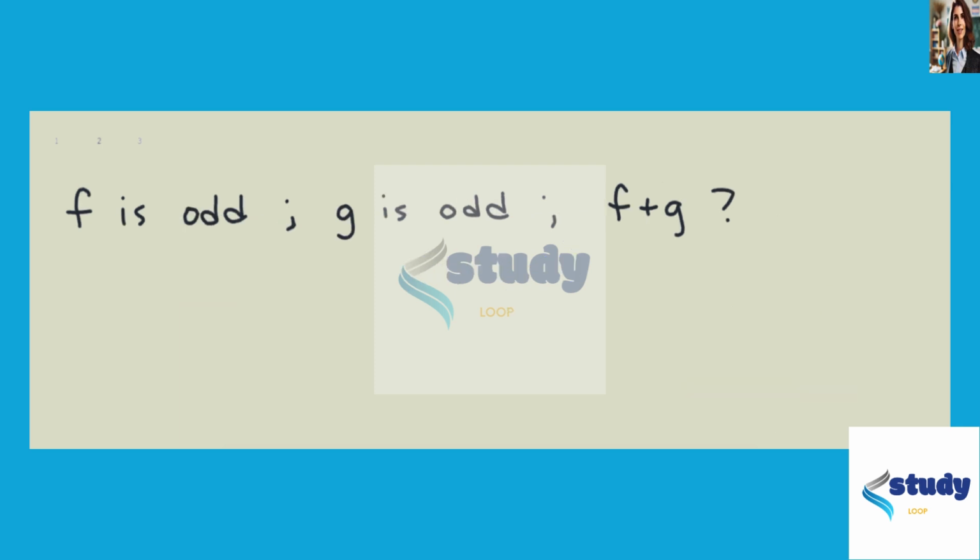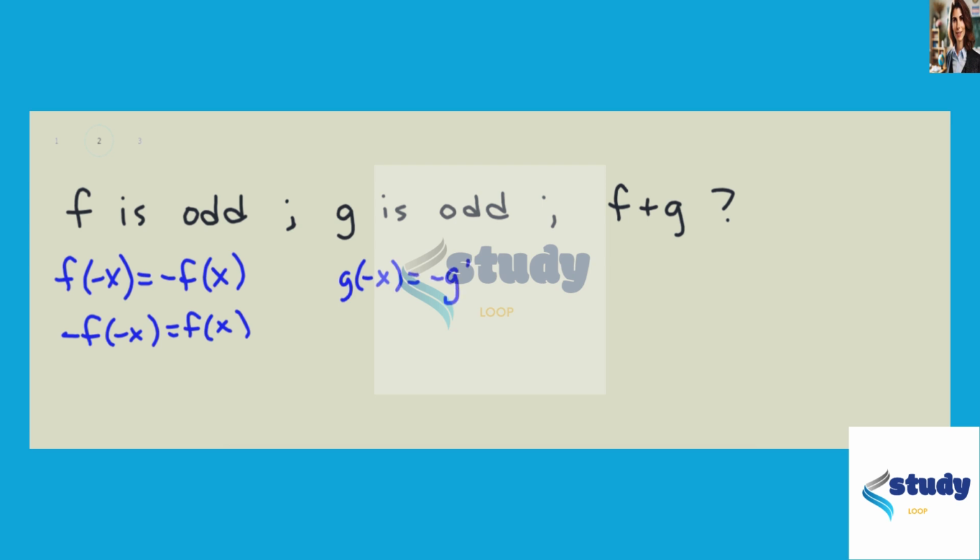What if f is odd and g is odd? What about f plus g? So if f is odd, then f of the opposite of x will equal the opposite of f of x. We could also say that the opposite of f of the opposite of x equals f of x. That's a mouthful. If g is odd, same thing. g of the opposite of x is equal to the opposite of g of x. If we multiply both sides by -1, the opposite of g of the opposite of x is equal to g of x. So what about f plus g?